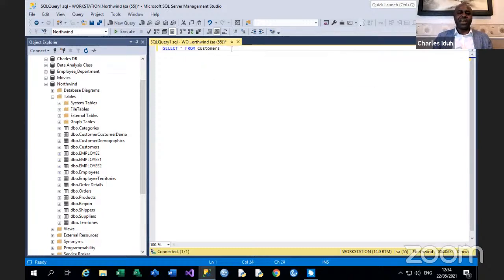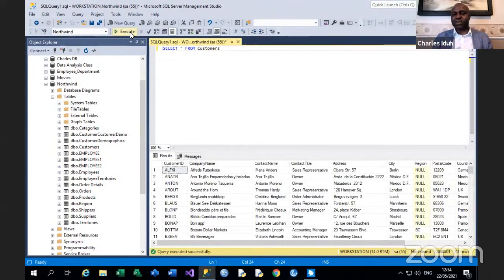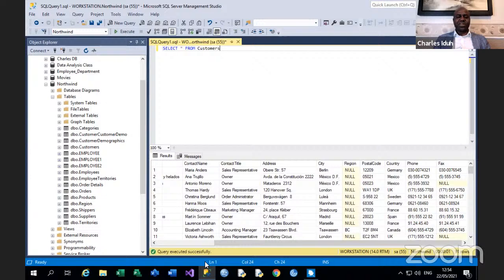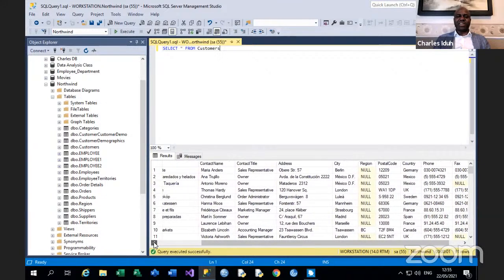Now if I execute this, this is the customer table. The customer table comes up. Can you see that? We have just executed a query.